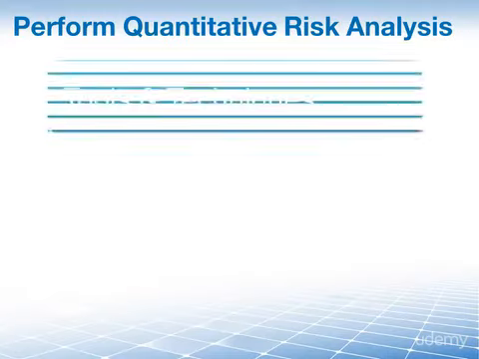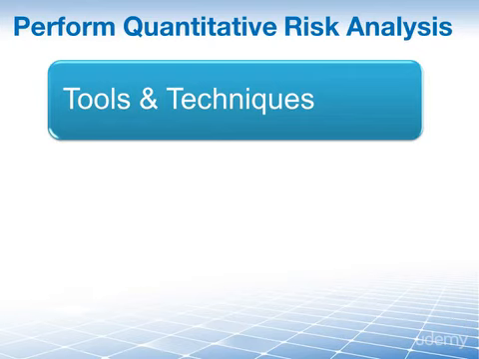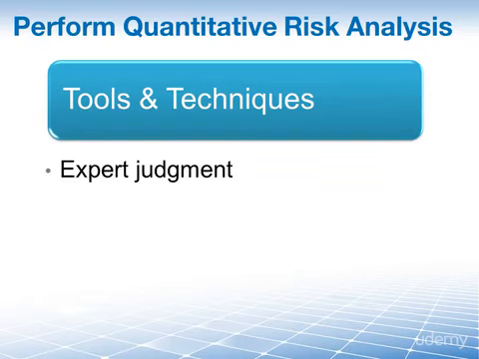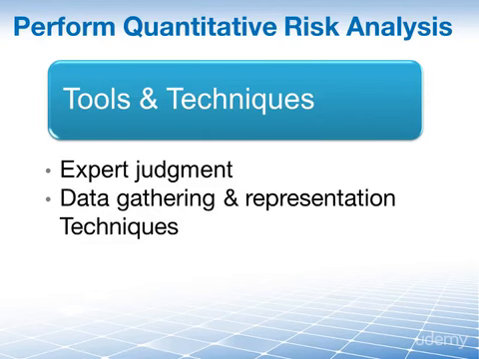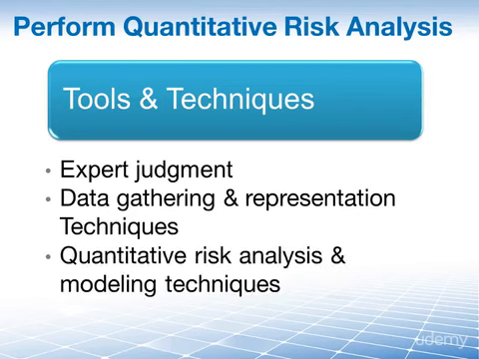We are moving on to the tools and techniques of this process. And when I tell you that there are only 3 tools and techniques in this process, and that one of them is expert judgment, and that we won't really be discussing this tool and technique of expert judgment because we've seen it so many times before, then you probably think, oh goody, that doesn't sound all that difficult for once. Well, unfortunately, it's more complex than just a numbers game, because the 2 other tools and techniques are called data gathering and representation techniques and quantitative risk analysis and modeling techniques.